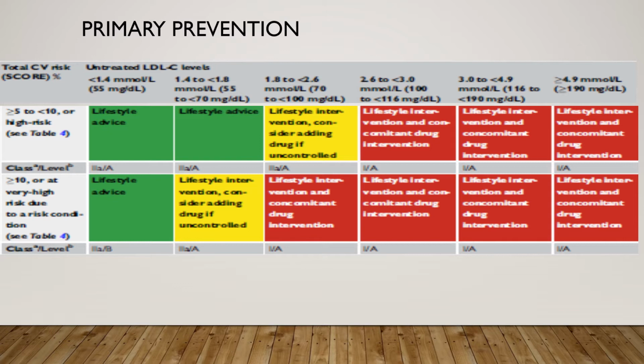Okay, in a patient with very high risk, you start early drug intervention, drug treatment, if the LDL cholesterol is between 70 to less than 100. Okay, and if it is less than 70, you may add a drug if the lifestyle modification intervention is not working with them. This is for primary prevention.